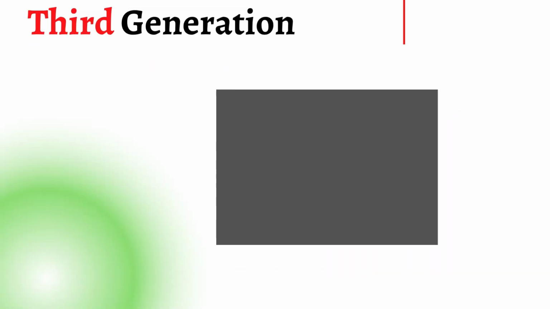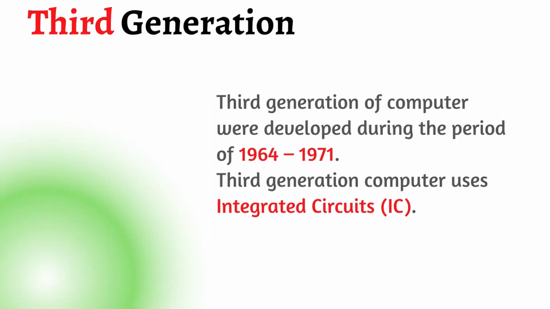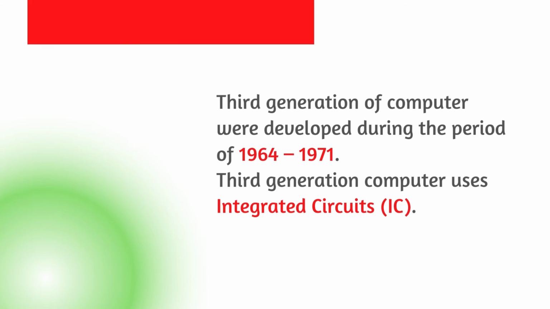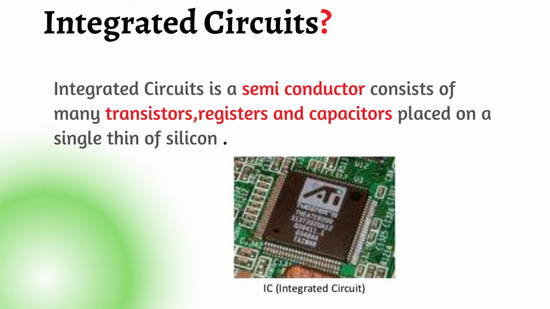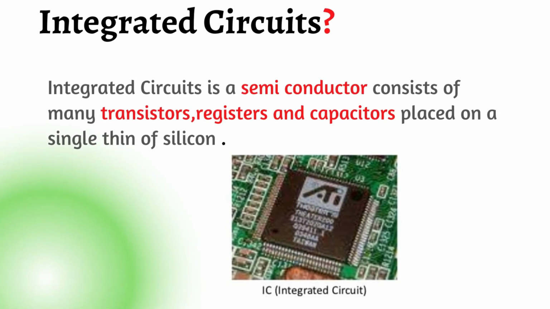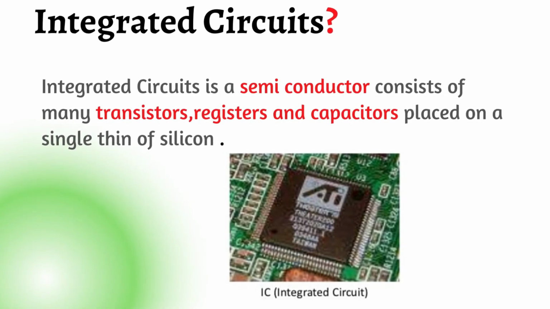Third generation. Third generation of computer were developed during the period of 1964 to 1971. Third generation computer uses integrated circuits, IC. Integrated circuits. Integrated circuits is a semiconductor consists of many transistors, registers and capacitors placed on a single thin of silicon.